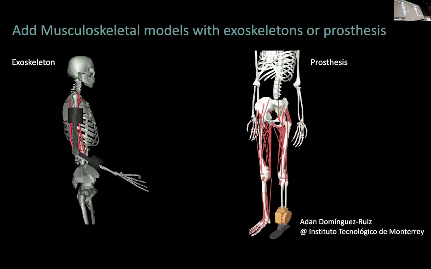MyoSuite has been built for robotics and it is simple to add robotic actuation to those models. We have shown from the beginning how easy it is to add an exoskeleton, for example, and to have shared mobility with muscle and robotic actuators. More recently, Adam Dominguez-Ruiz from the Tecnológico de Monterrey has developed a prosthesis, so that agents are now learning to walk both with the muscle and with the robotic foot.